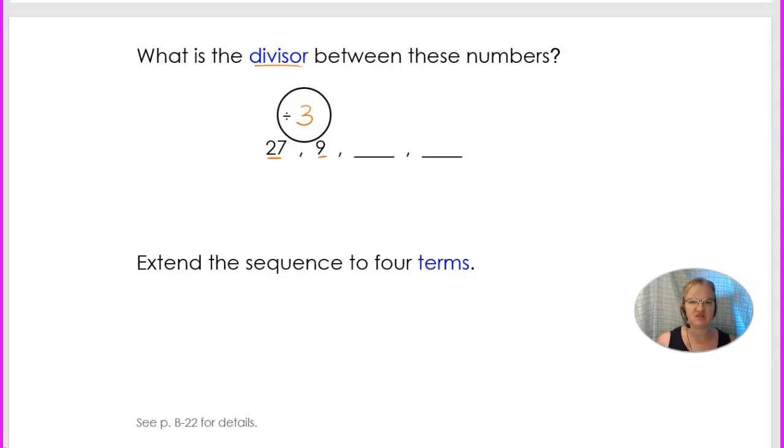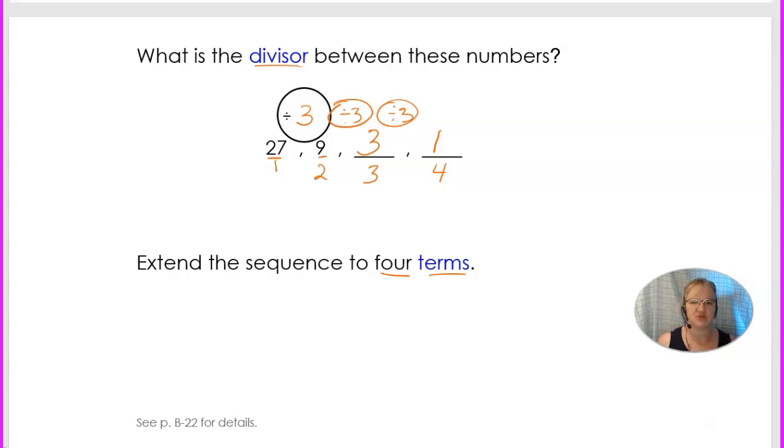So then from here, we know we want to continue the sequence, extend the sequence to 4 terms. So here we've got term number 1, term number 2, here's term 3, and term 4. So to find our third term, we would divide by 3 again. And I put it in the circle to show that it's not part of the sequence, but it's what we're doing to the sequence to get the next term. So 9 divided by 3 will be 3. And then we're going to divide by 3 one more time. 3 divided by 3 will be 1.